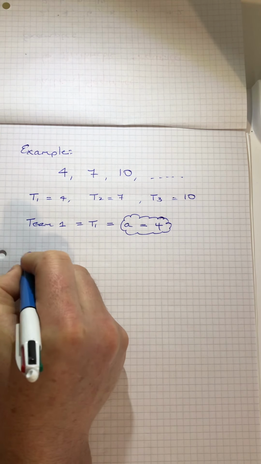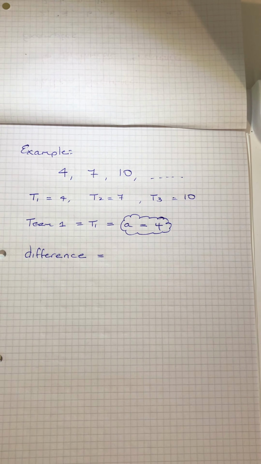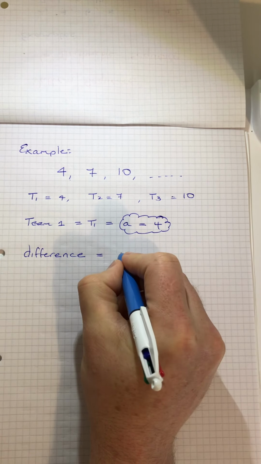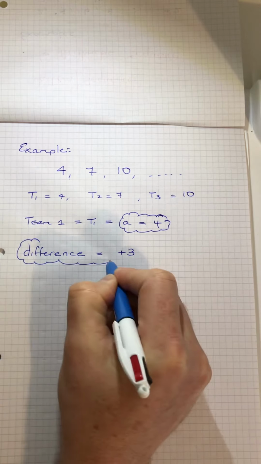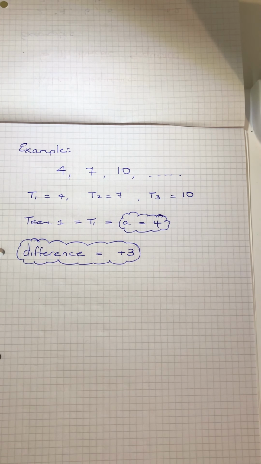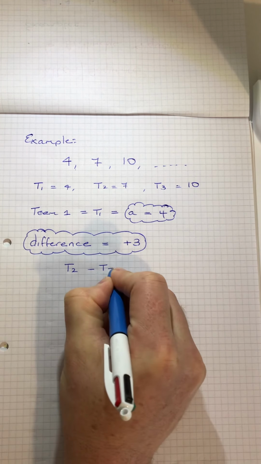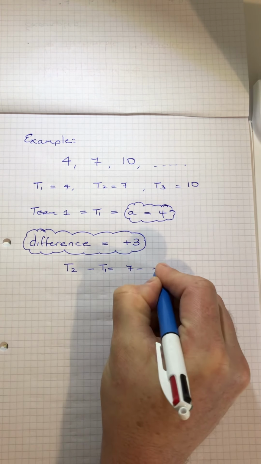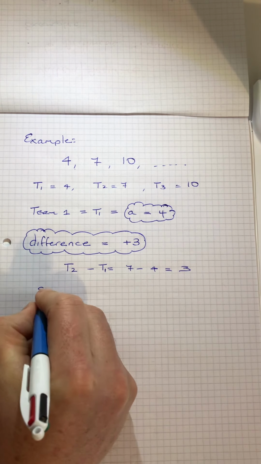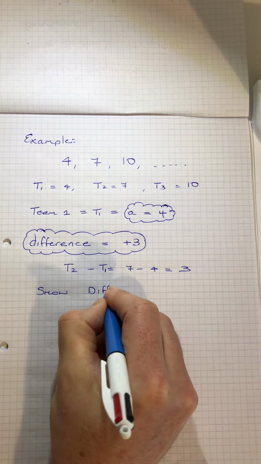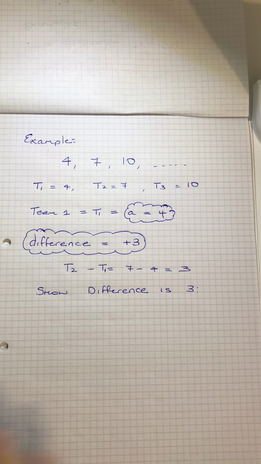And then we're looking for the difference. Now, the difference is equal to, well, what are we doing each time? We know the difference is plus 3 each time. So the difference, we're adding on 3. Okay, now the other way to find the difference, we do T2 minus T1, which would be 7 take 4, which is 3. Okay, and that's to show the difference is 3. Okay, so that's what we're doing there.